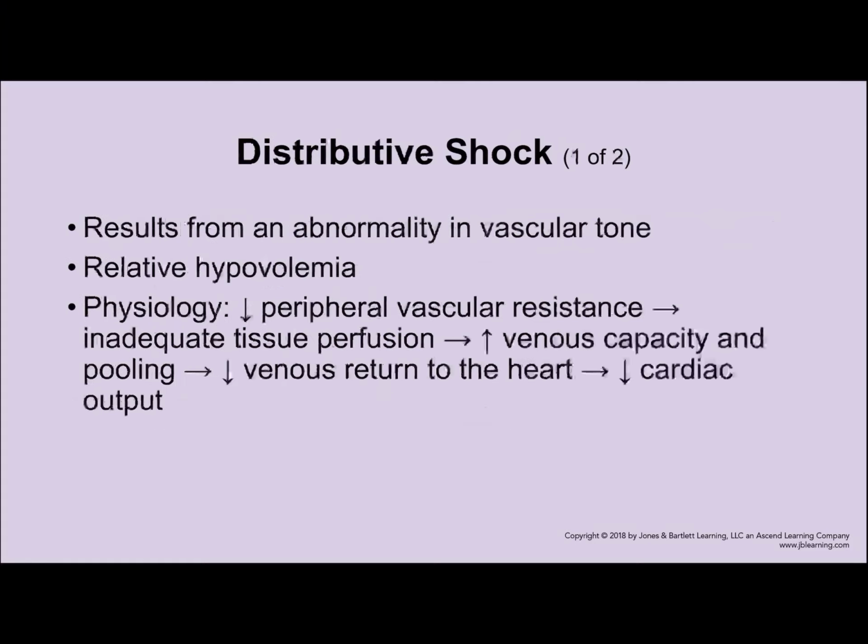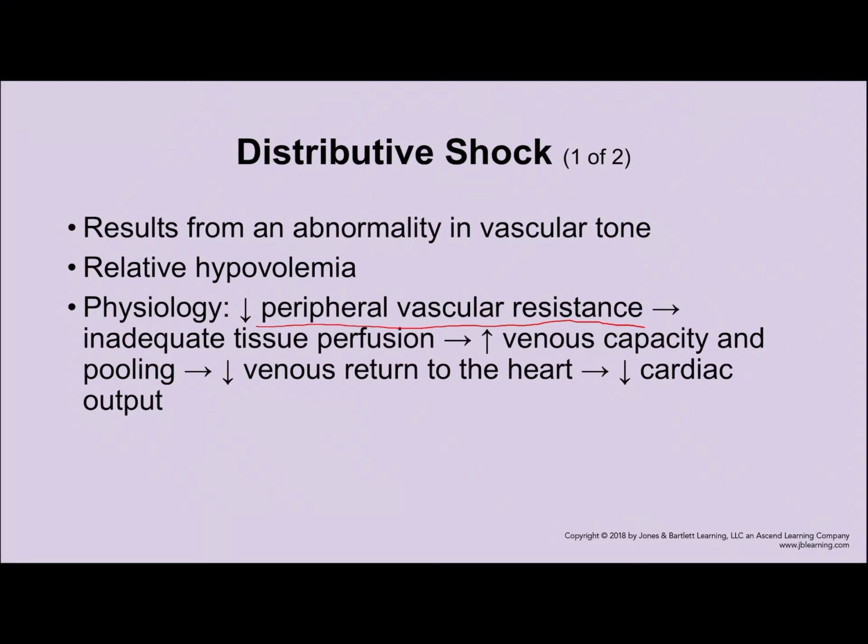All right, the next category of shock we'll look at is distributive shock. As opposed to hypovolemic shock, where you didn't have enough intravascular volume, distributive shock results from decrease or abnormality in vascular tone, which causes a relative hypovolemia. The beginning pathway in distributive shock is decreased peripheral vascular resistance. We talked about how those arterioles have the capacity to change the resistance in your vascular system. When their resistance goes down or they vasodilate, they can decrease the vascular resistance throughout your system.